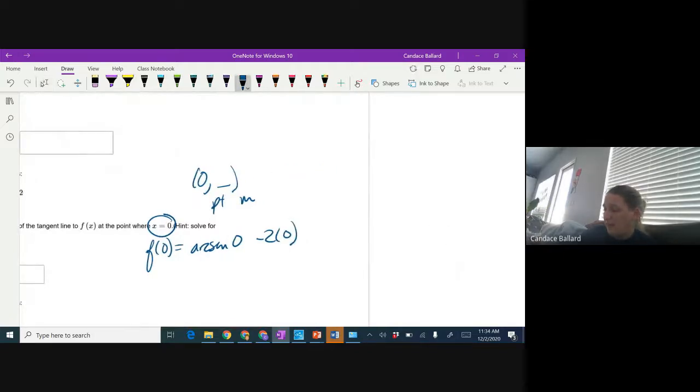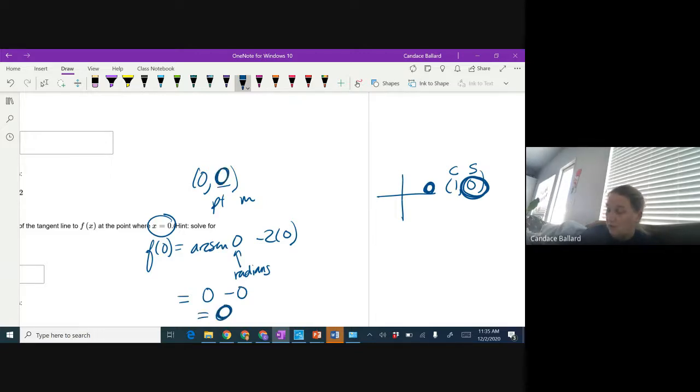All right, so we got to think about, this is talking about 0 radians. Okay, so 0 radians is here. Sorry, not the x value, but the y value. So we know that cosine is first, sine is second. So the y value is 0. So I get 0 minus 0, which is just 0. So I have the point 0, 0 for my tangent line.